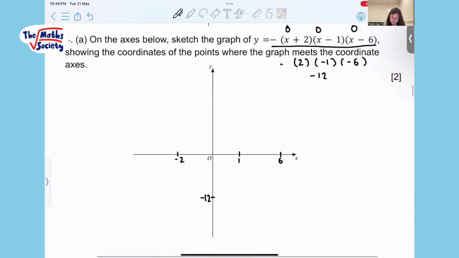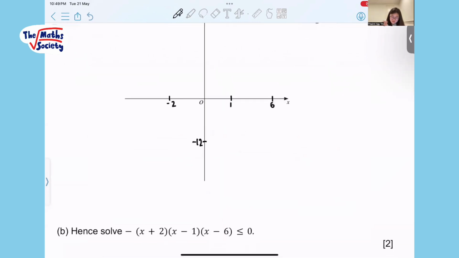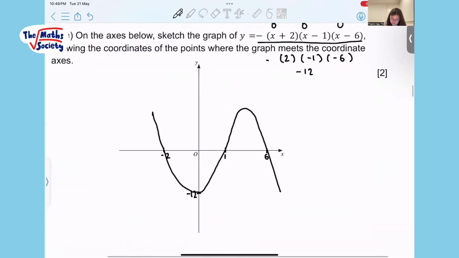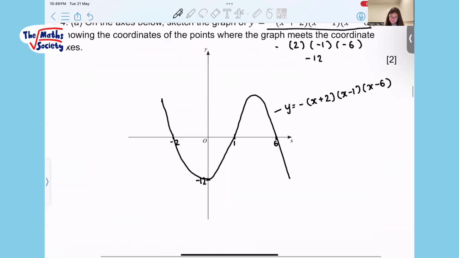And then this is because it's not strictly positive. We can just do it as how we draw a parabola. So it's just going to be this way. Typically, but out this way. And we just label it. So which is y equal to minus x plus 2, x minus 1, and this is x minus 6. This is how you label it.